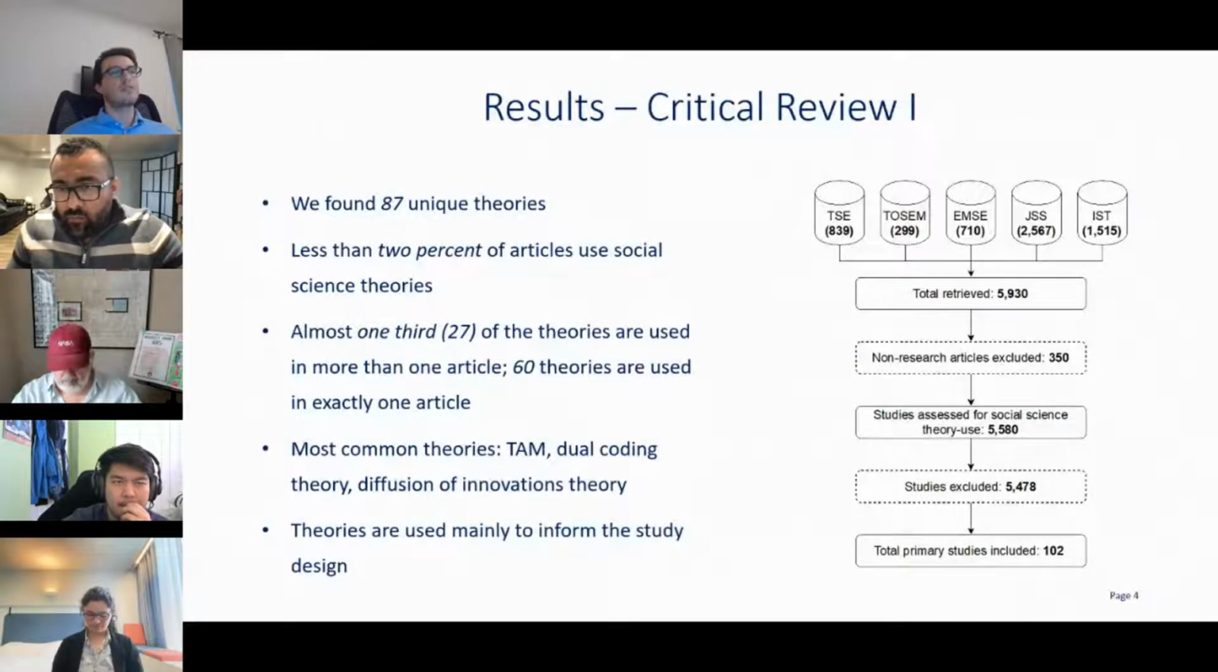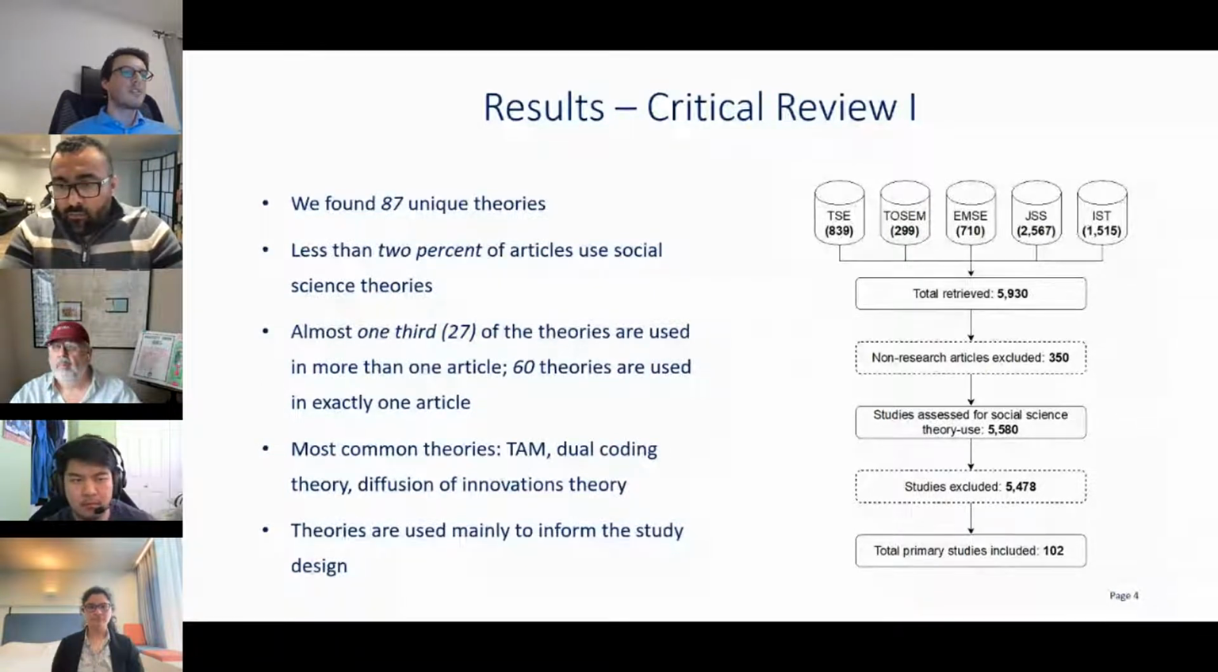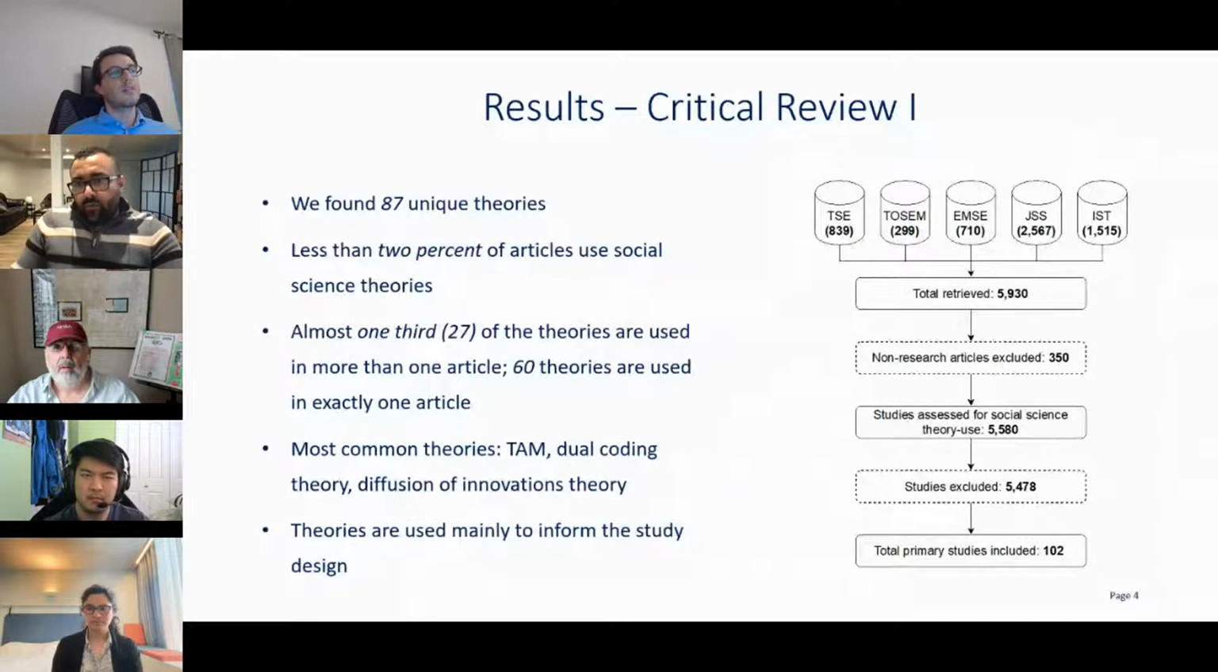We retrieved just short of 6,000 articles from software engineering journals. Excluding non-research articles, we were left with over 5,500 articles to scan for theories. And after searching each article, we were able to find and include 102 primary studies which used at least one social science theory. We found a total of 87 unique theories from social science disciplines which were used in these primary studies, which corresponds to less than 2% of articles using social science theories. It's interesting to note that about 1/3 of the theories we discovered was used in multiple articles, while 2/3 were used in exactly one article.